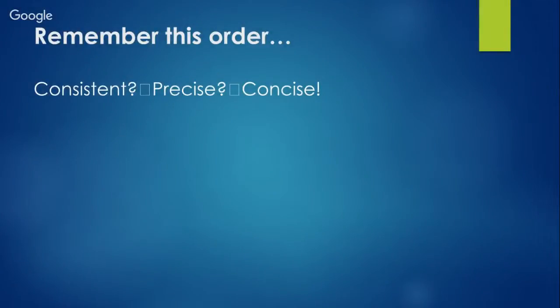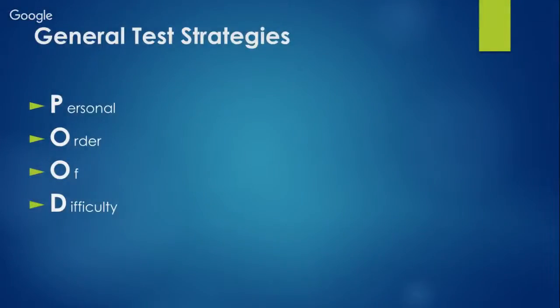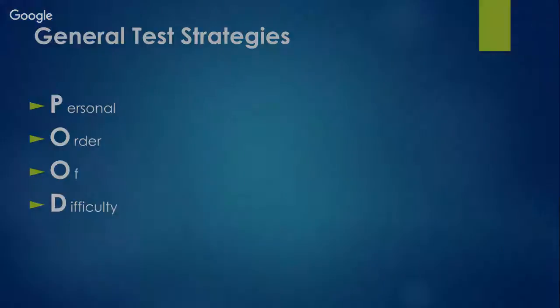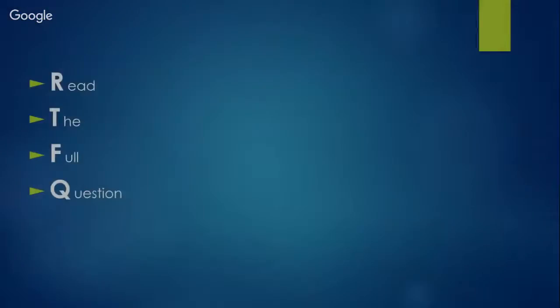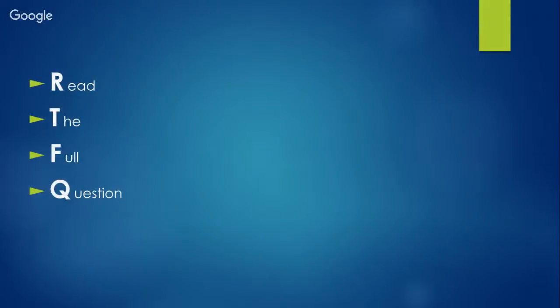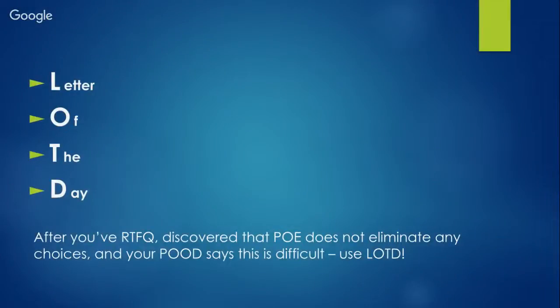No change. So remember this order. Is it consistent? Is it precise? Is it concise? Then choose that answer. General test strategies include POOD, personal order of difficulty, or preferred order of difficulty. Process of elimination, or POE. Read the full question, RTFQ. And don't forget your letter of the day. After you've RTFQ'd, discovered that POE does not eliminate any choices, and your POOD says this is difficult, use LOTD.